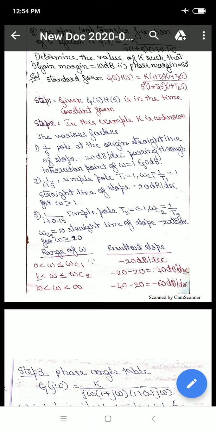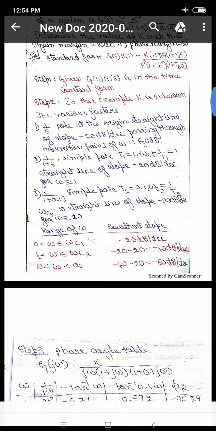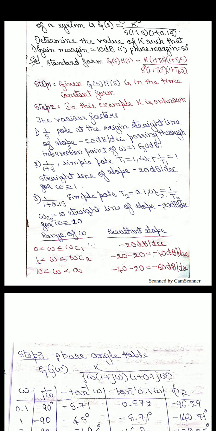First we should write the factors. Next we should write the omega c values. Next we should write the slope value, and next we should write the range. For each factor we should follow this. First, whether it is a simple pole, a zero, or at origin. Next we find omega c, then the slope, and then the range of omega. Next, make a table of range of omega and resultant slope. If we make a table, it will be easy to draw the graph.